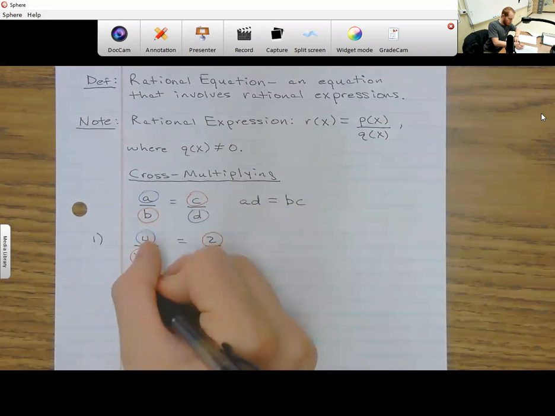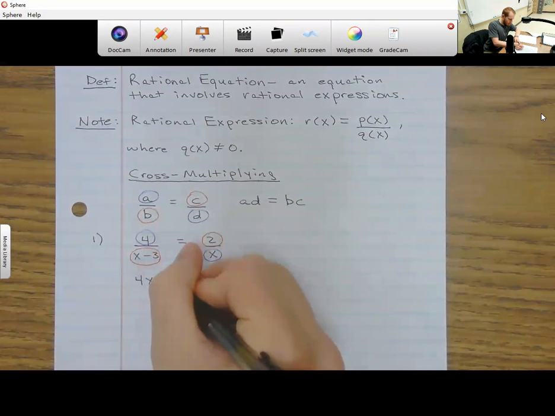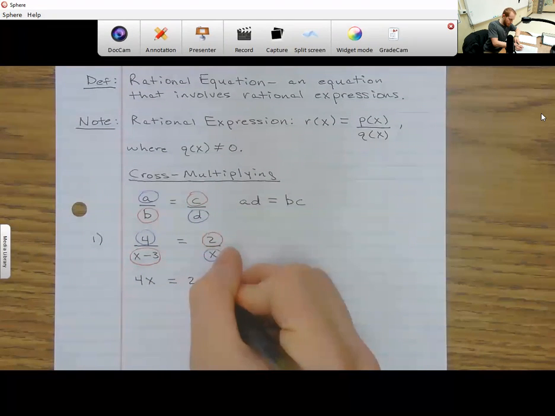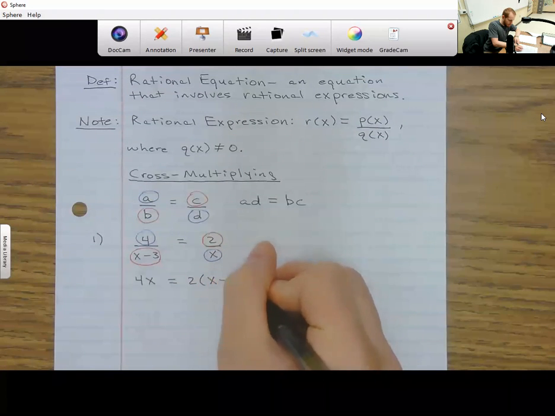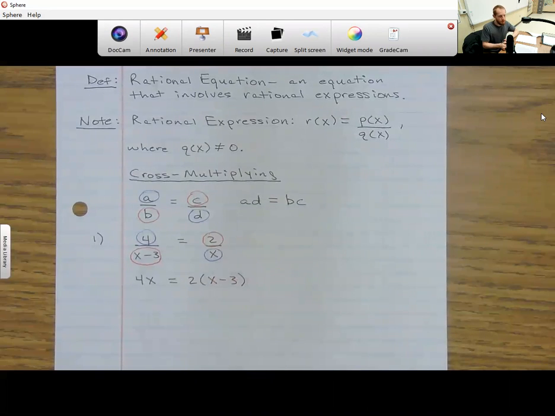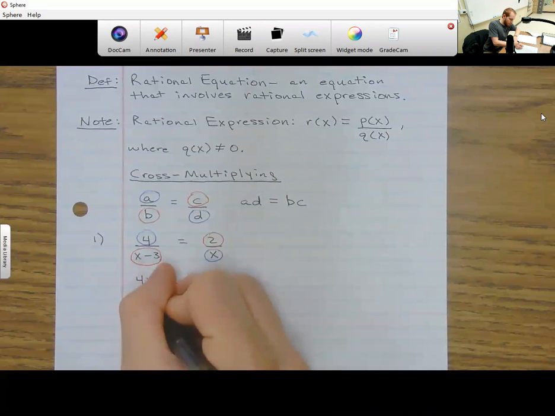So I'm going to have 4 times x on the left, and on the other side, I'm going to have 2 in parentheses times x minus 3. And I pretty much just go from there. All we're doing is cross multiplying, right? Right now, I can't really do anything with the left side. It's only 4 times x. But on the other side, I can distribute. So the left side is going to stay the same.